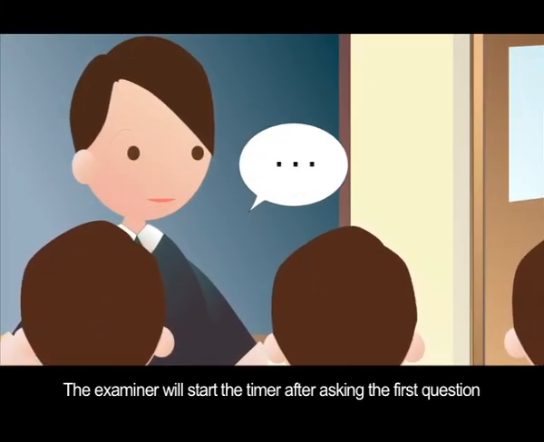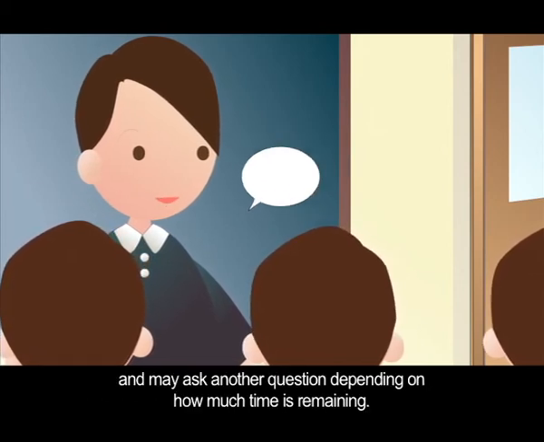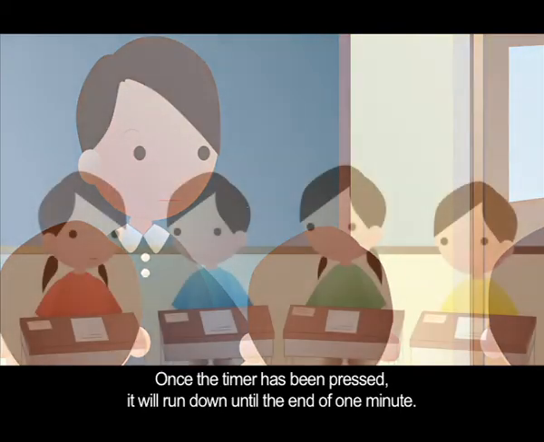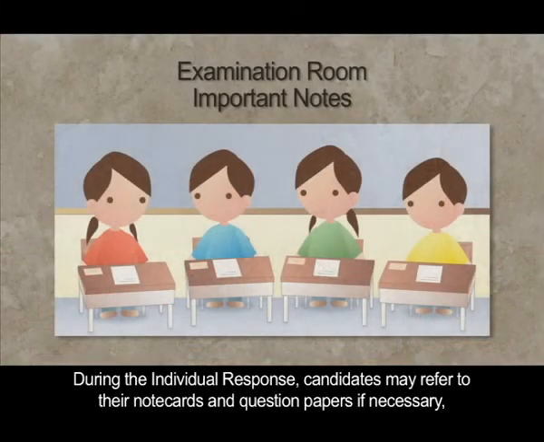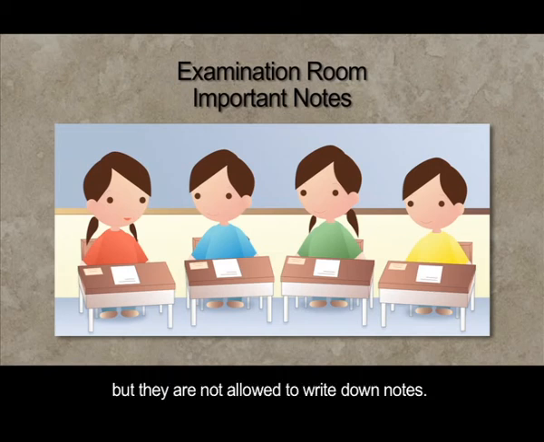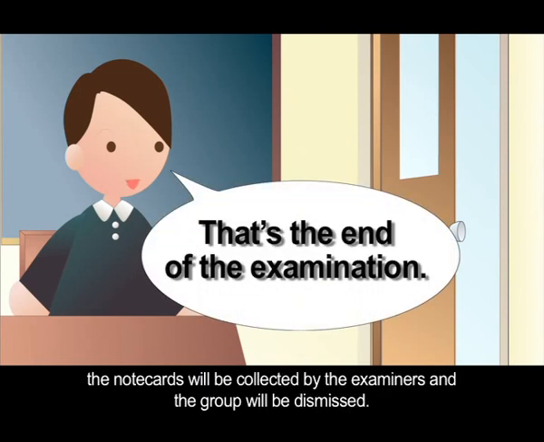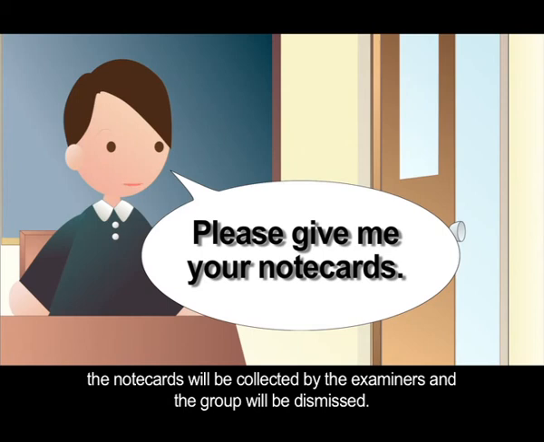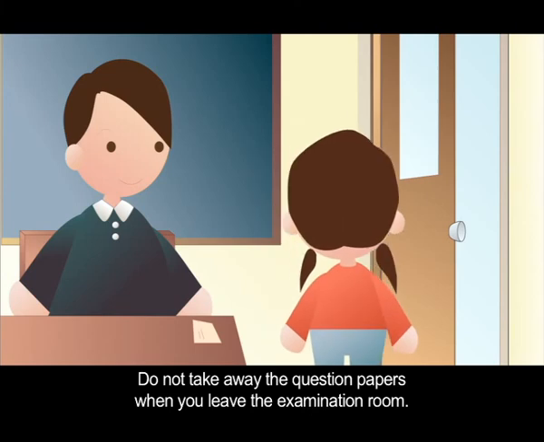The examiner will start the timer after asking the first question and may ask another question depending on how much time is remaining. Once the timer has been pressed, it will run down until the end of 1 minute. During the individual response, candidates may refer to their note cards and question papers if necessary, but they are not allowed to write down notes. After all the candidates in the group have completed Part B, the note cards will be collected by the examiners and the group will be dismissed. Do not take away the question papers when you leave the examination room.